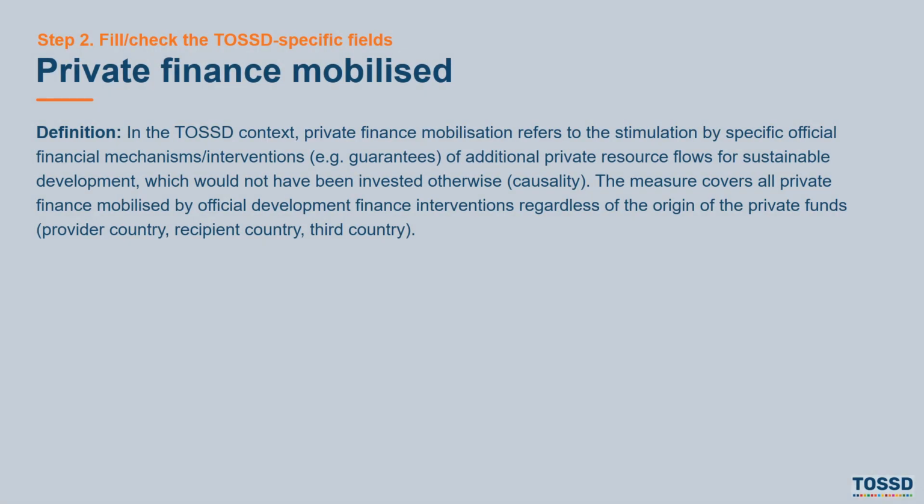In the next slides, we will go a little bit deeper into the reporting of private finance mobilized. So in TOSSD, reporters can provide information on private finance mobilized. In the TOSSD context, private finance mobilization refers to the stimulation by specific official financial mechanisms or interventions, for example, guarantees, of additional private resource flows for sustainable development which would not have been invested otherwise.